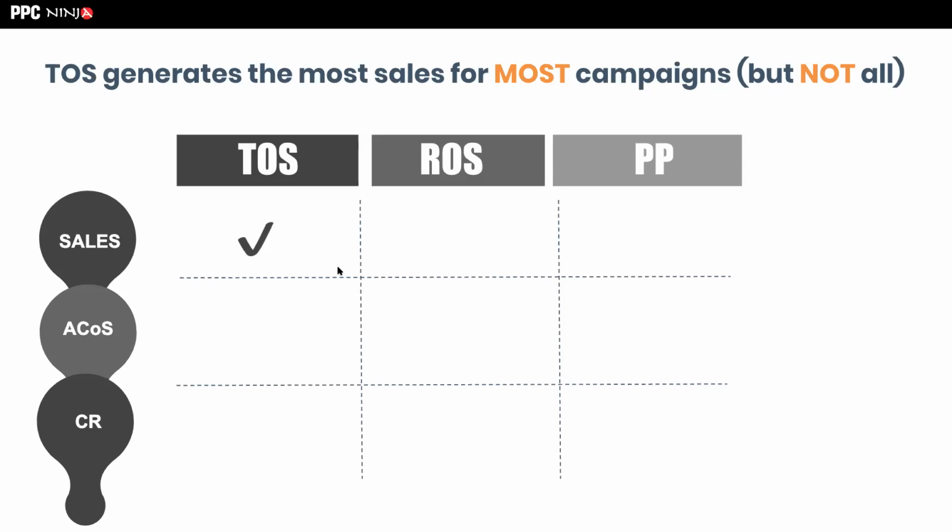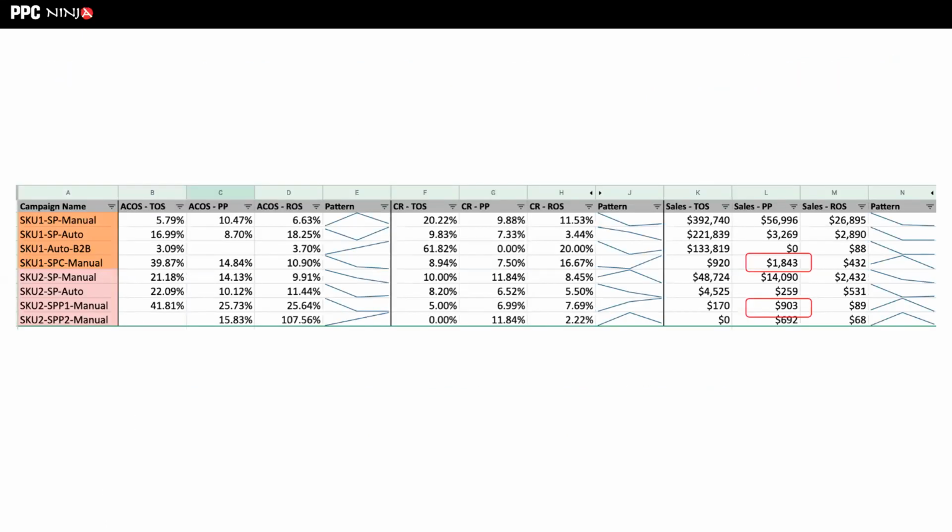So I do this for every single campaign to find out which placement works best for my sales parameter. And we were surprised because it wasn't always top of search. Sometimes the rest of search and sometimes product pages were winning the most sales for a particular campaign, which we found super interesting. So just to give you an example, I have shortlisted just 2 SKUs.